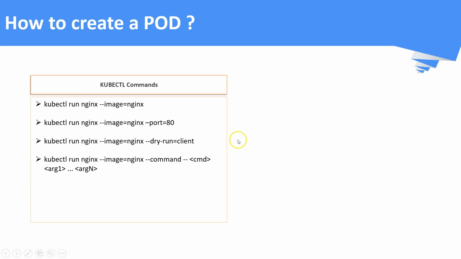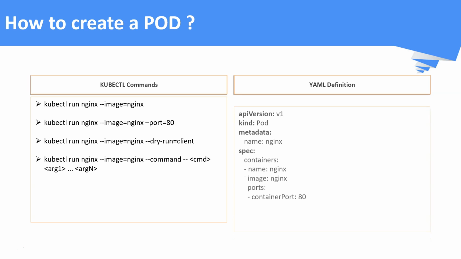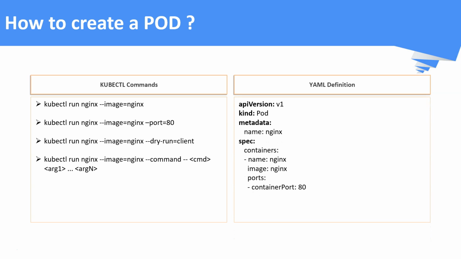Now, how will you create a pod? There are basically two ways to do this. The first method is to create pods with the help of kubectl commands. Simple commands are given here to create a pod. The second method is to create pods using YAML definition files. These YAML definition files are also called manifest files. We will discuss these YAML files in more detail in the next slide.